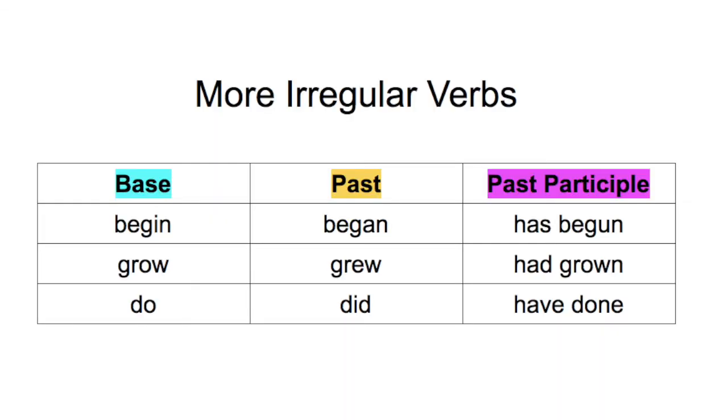All right, and here are just a few more examples of irregular verb forms. Begin, began, has begun. Grow, grew, had grown. Do, did, have done. Here's your lesson on irregular verbs.